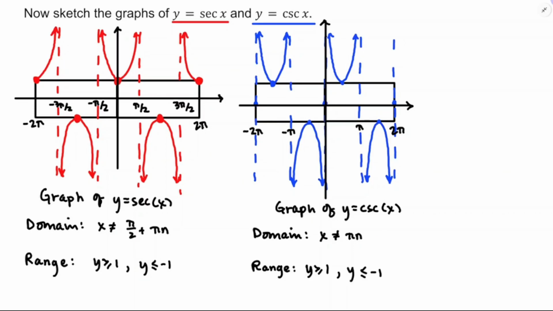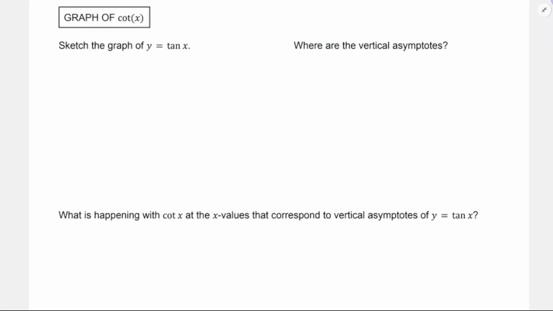Y is going to be either greater than or equal to positive 1, or less than or equal to negative 1. So now if we want to graph y equals cotangent x, we're going to need to start with the idea of the graph of y equals tangent x. And so I'm just going to graph this.